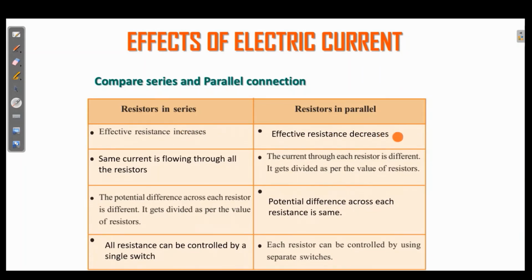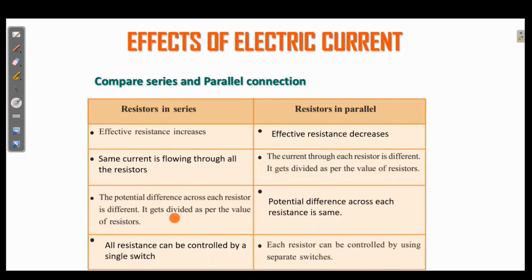Effective resistance decreases. And next point, what happens to the current? In series, the same current flows through all the resistors. But in parallel, the current is not the same. It is divided into different parts as per the value of the resistors. For more resistance, less current. For less resistance, more current.